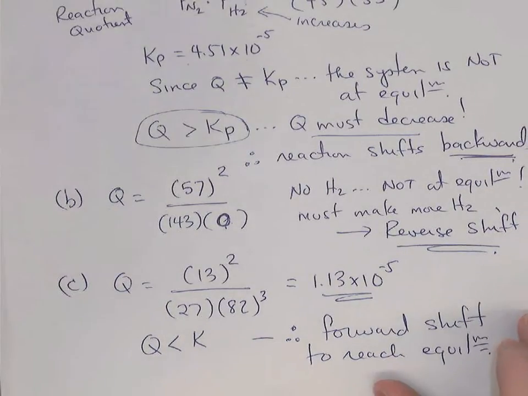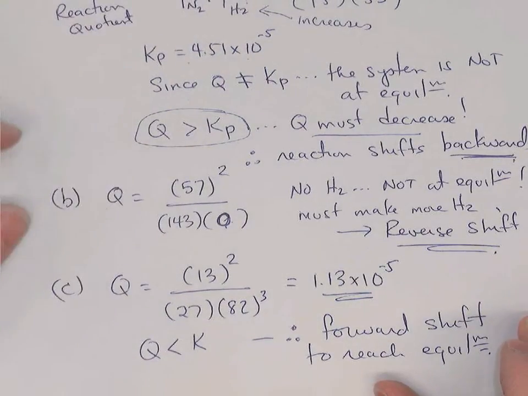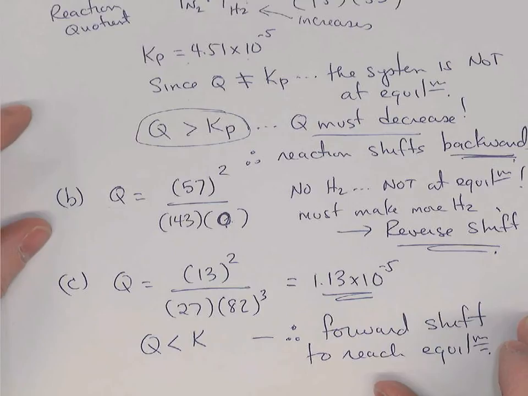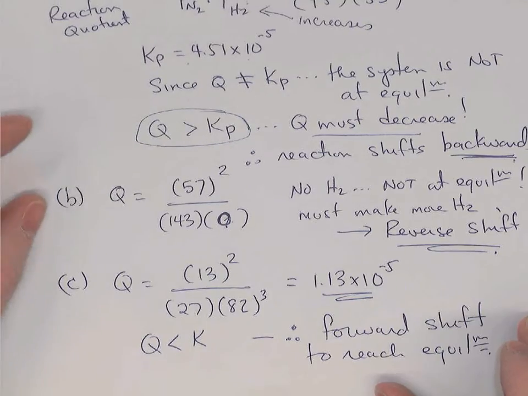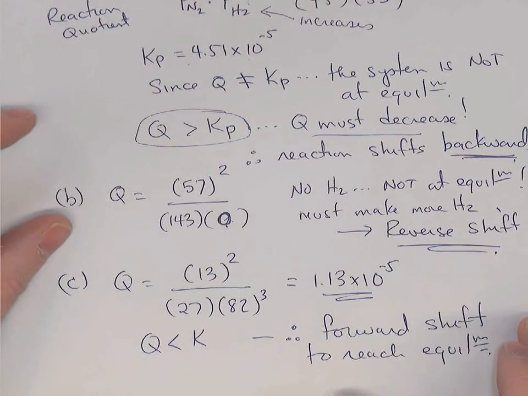So there's a new concept for you to decide if a system is at equilibrium. Calculate Q and compare it to K. If they're not equal, it's not at equilibrium, and if Q is larger than K, you get a backwards shift to reach equilibrium. If Q is less than K, you get a forward shift to reach equilibrium.